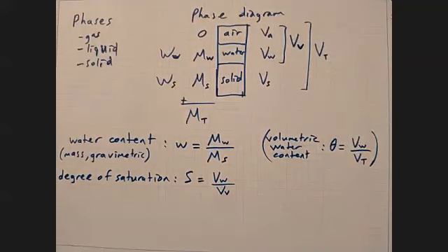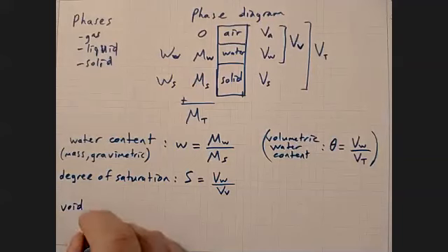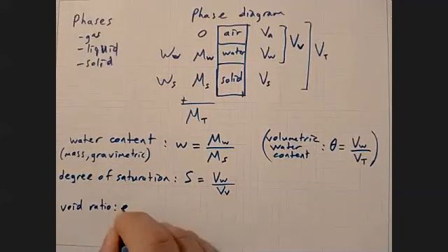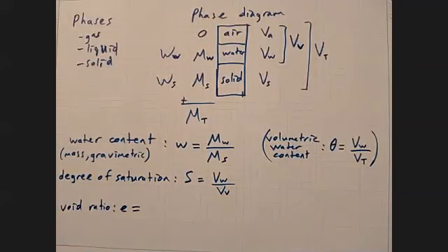And then the third one is void ratio. It is denoted by lowercase e, and we will use it very frequently. And it is the volume of voids divided by volume of solids. So again, it is quite counterintuitive because it's not in relation to the total.